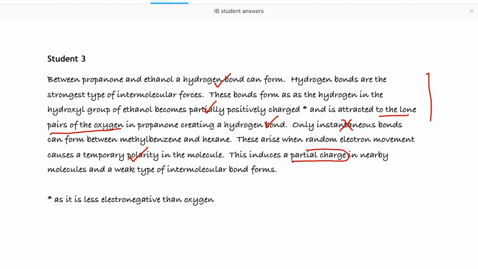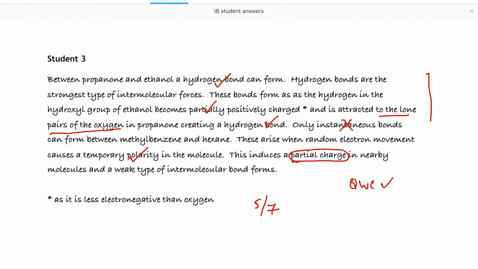Partial charge isn't enough. We need to be calling it a dipole because it's this uneven distribution of charge across the molecule. We've got the delta plus, the delta minus, and hence the attraction. So we are going to give the QWC mark. So QWC, yes. So 1, 2, 3, 4, 5. This answer would be worth 5 out of 7.